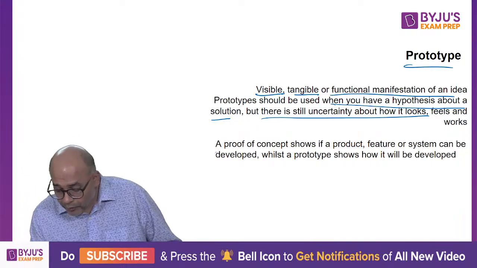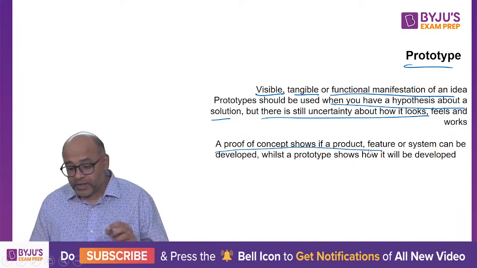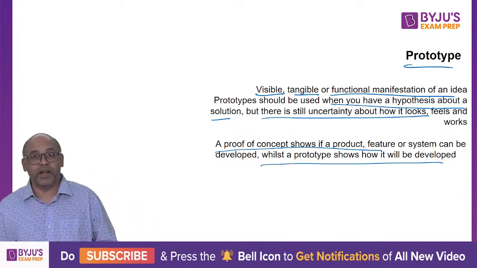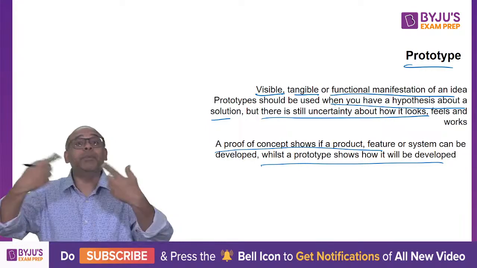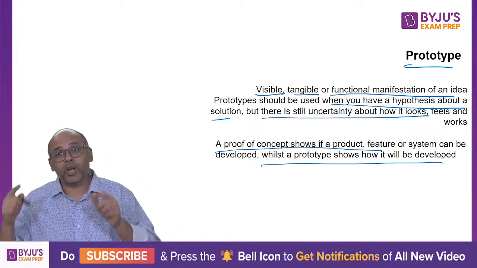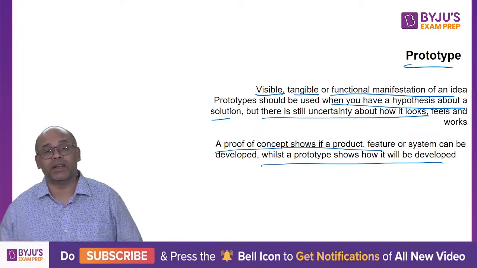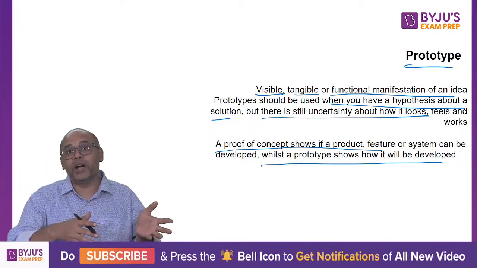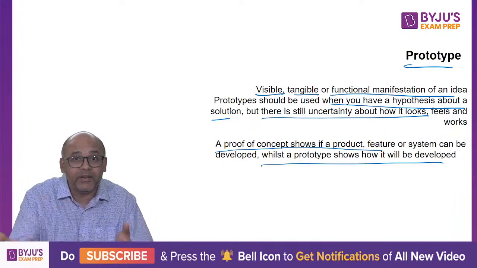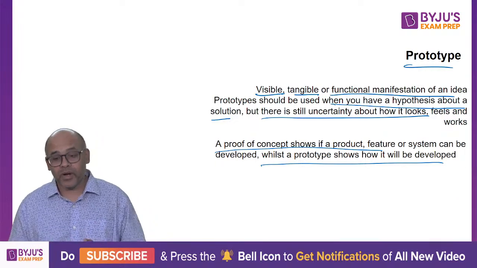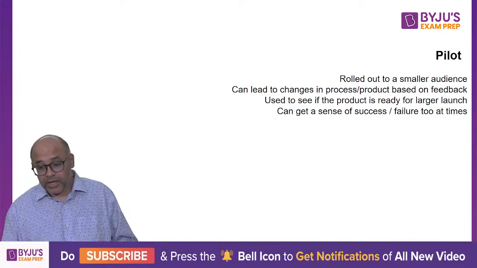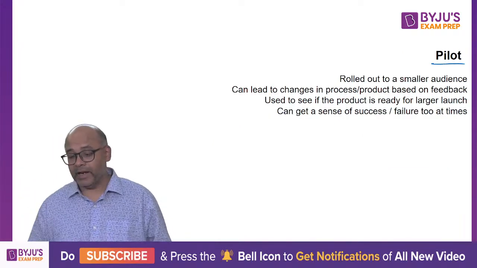Okay, a proof of concept shows if a product, feature, or system can be developed, while a prototype shows how it will be developed, right? The proof of concept says, can it be done? Whereas a prototype says, how will something be done? How means how will it look? How long will it take for me to make? What material will I use? All of that. So that is where your prototype comes into place. So that's the difference. Then we have something called a pilot.